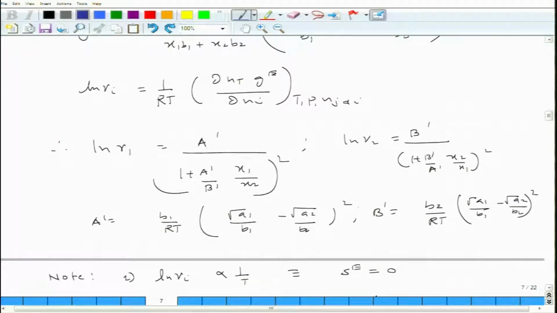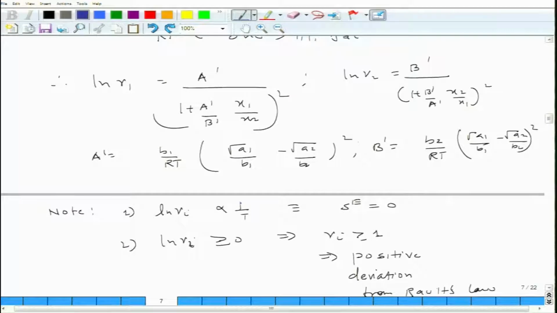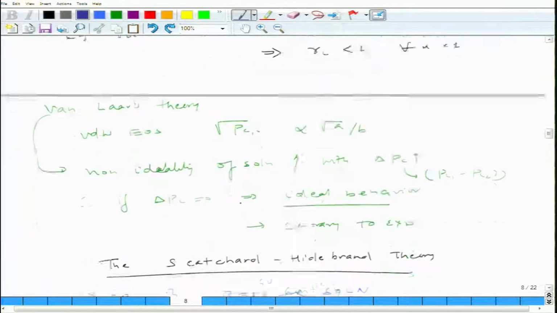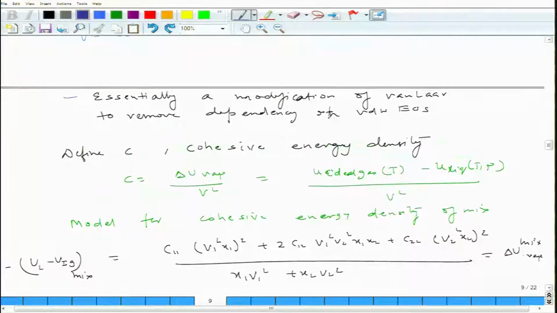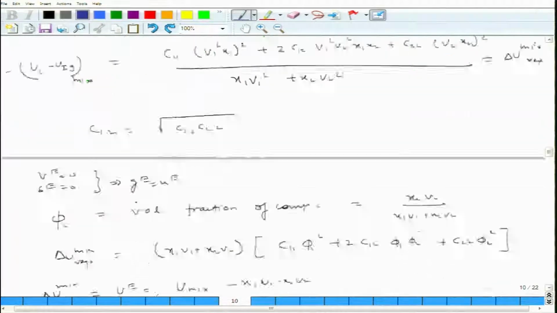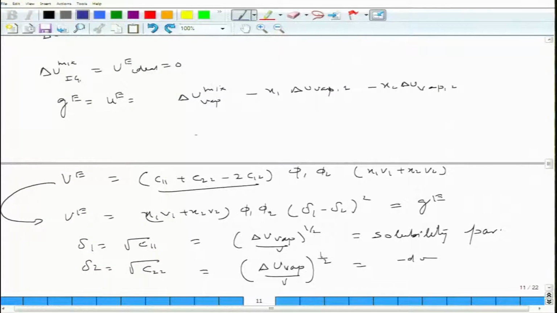These are the forms for ln gamma 1 and gamma 2 for a binary liquid solution, where A dash is related to the van der Waals equation of state parameters A's and B's. Then we talked about Scatchard-Hildebrand theory, which depends on the same set of assumptions, which is basically a regular solution theory, where the S excess and V excess are going to be 0. In that case, Scatchard-Hildebrand tried to avoid the use of the van der Waals equation of state, and using cohesive energy density, it came up with an expression of G excess in this form.